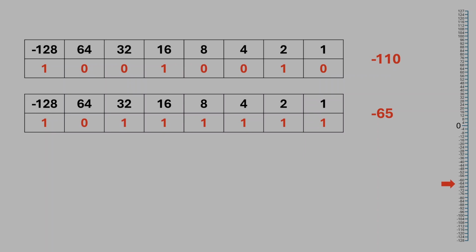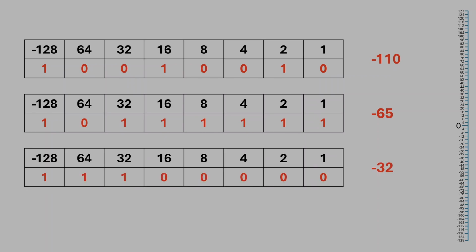Okay, one last example. Here we've got negative 128. So that's where we are on the number line. And then we add 64, and then we add 32. And that gets us to negative 32.